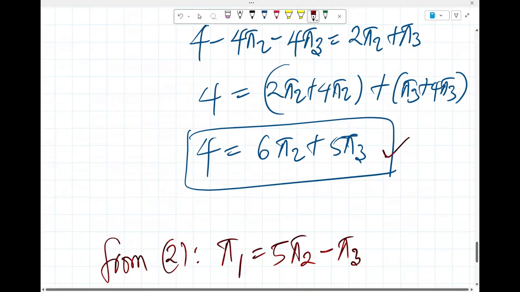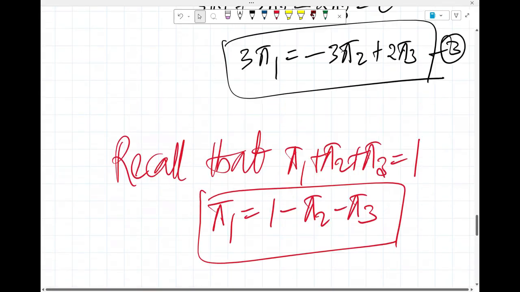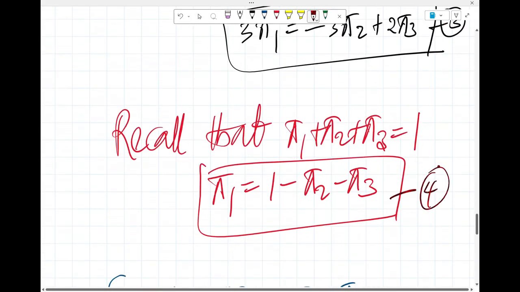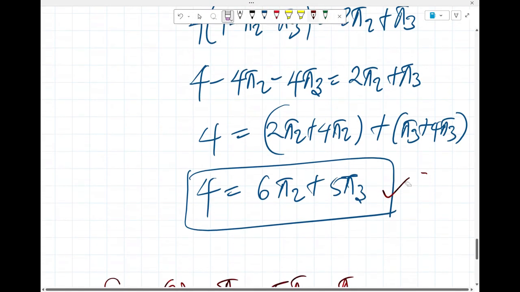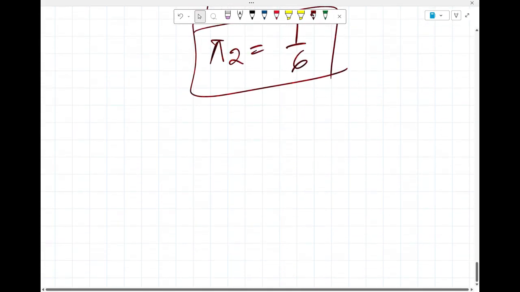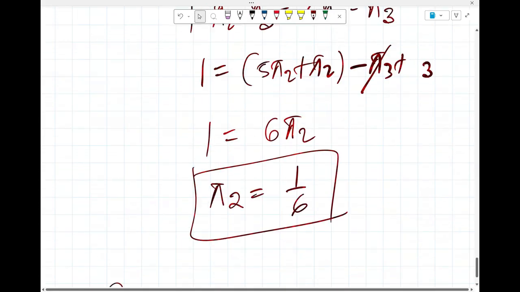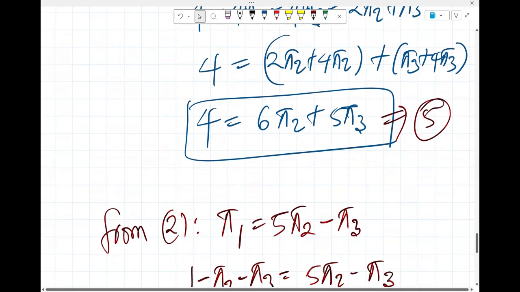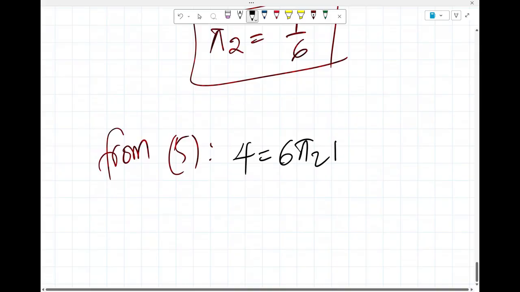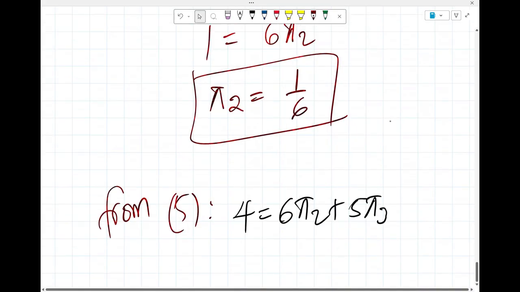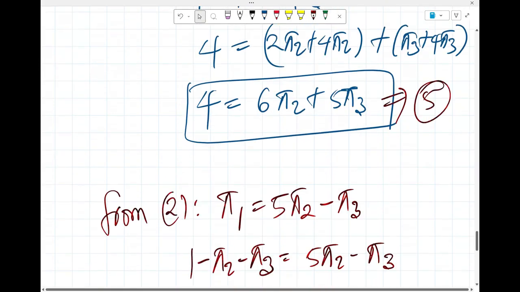And then we can then get pi 3 from this now. So if we had called this, maybe we should have labeled this equation 4, and then this is 5. So we call this equation 5. So from equation 5, where we then have 4 is 6 pi 2 plus 5 pi 3.